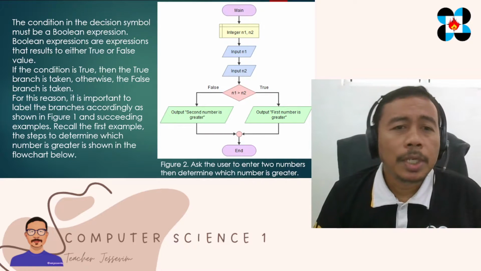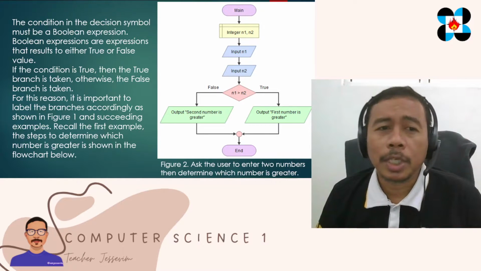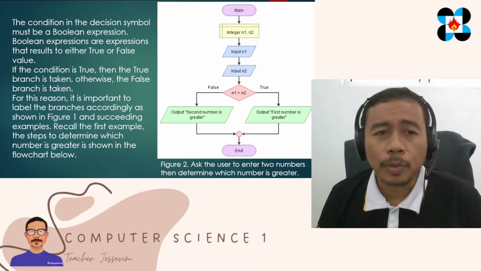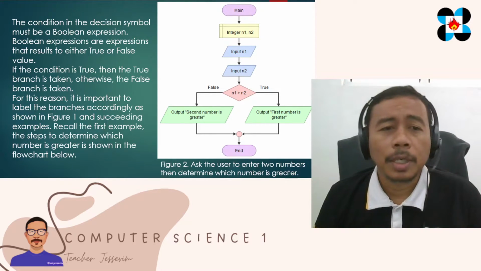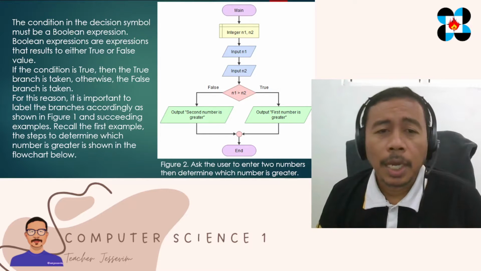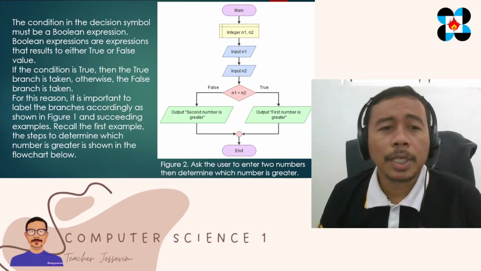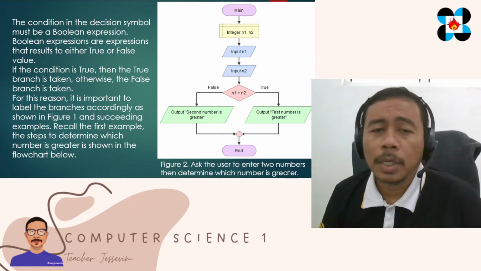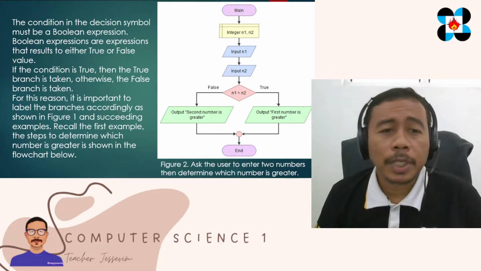The condition in the decision symbol must be a Boolean expression. What is a Boolean expression? These are expressions that result in either true or false. If the condition is true, then the true branch is taken. Otherwise, the false branch is taken. For this reason, it is important to label the branches accordingly as shown in figure 1 and the succeeding examples therein. Recall the first example.